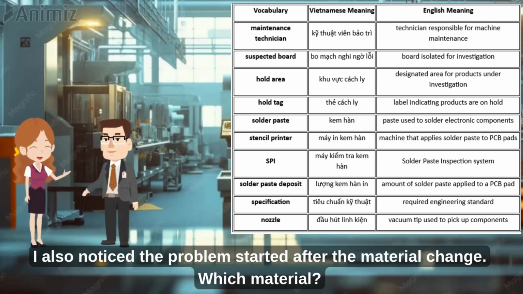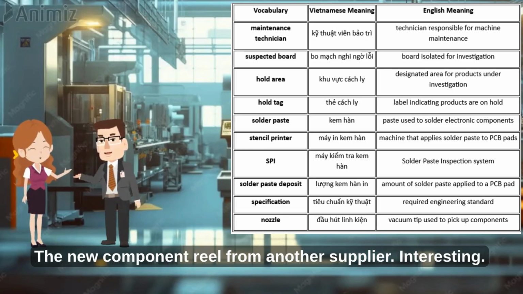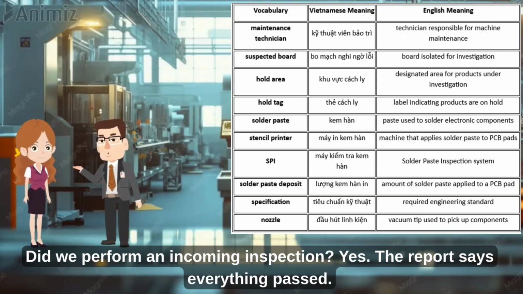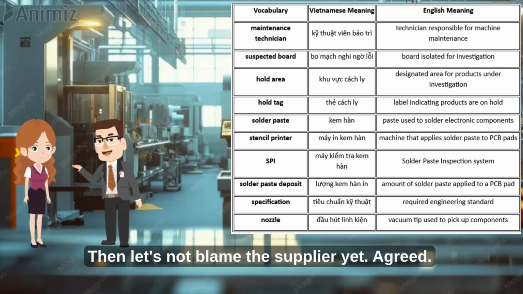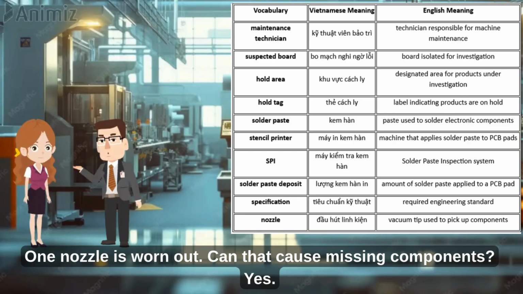I also noticed the problem started after the material change. Which material? The new component reel from another supplier. Interesting. Did we perform an incoming inspection? Yes, the report says everything passed. Then let's not blame the supplier yet. Agreed. I found something. What did you discover? One nozzle is worn out.